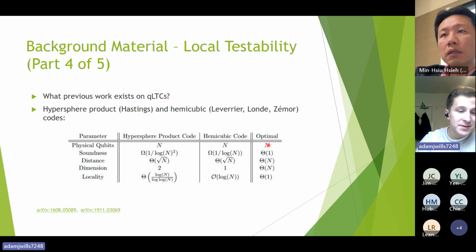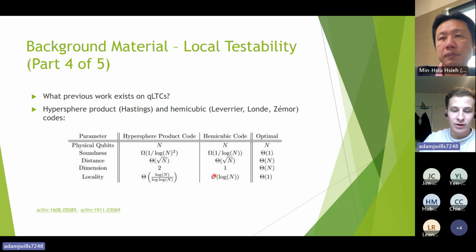So in terms of n physical qubits, the qLTC conjecture requires you to get constant soundness, linear distance, linear dimension, and constant locality. And as you can see, they have fairly similar parameters. They both have very good soundness, polylogarithmic away from optimality. They also have very good locality, within a logarithm of optimality. And they have a good distance as well, being a square root.